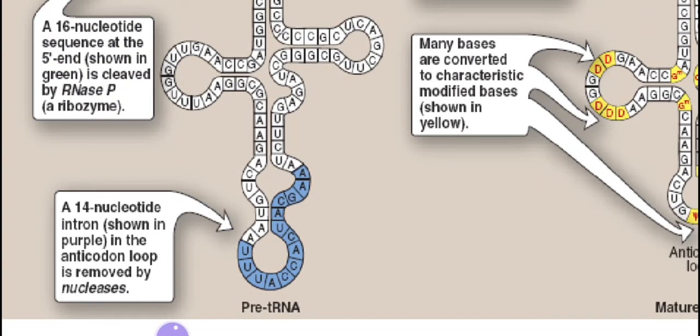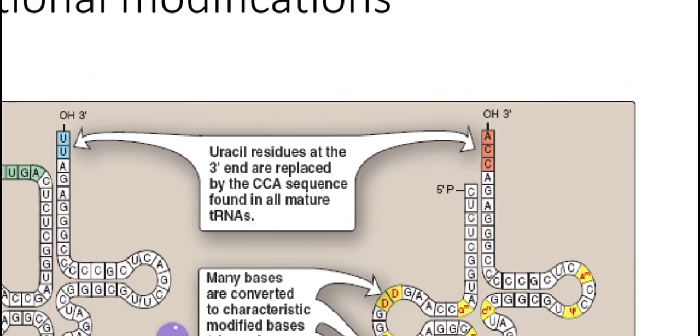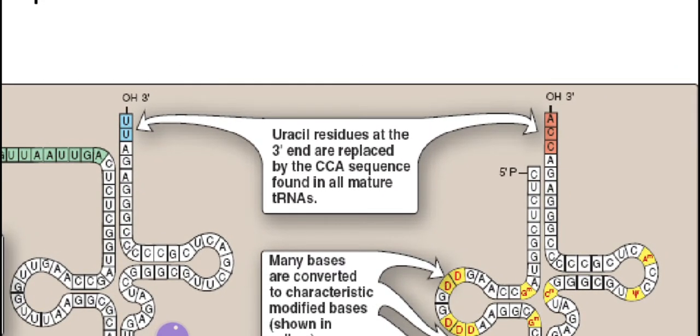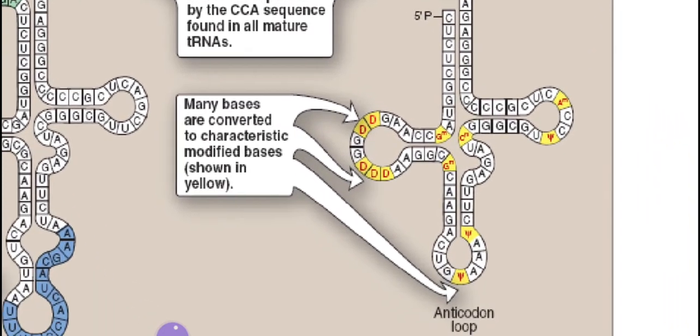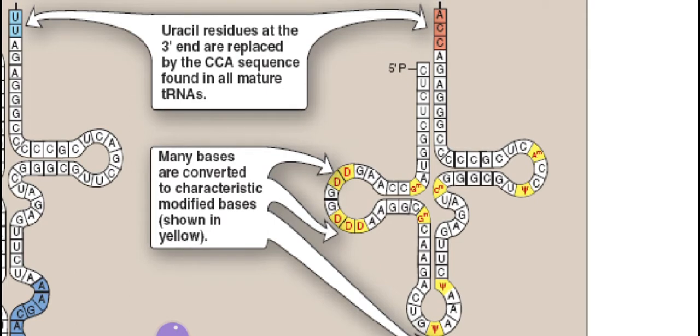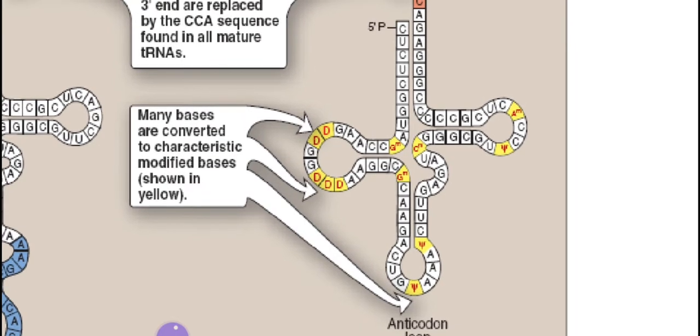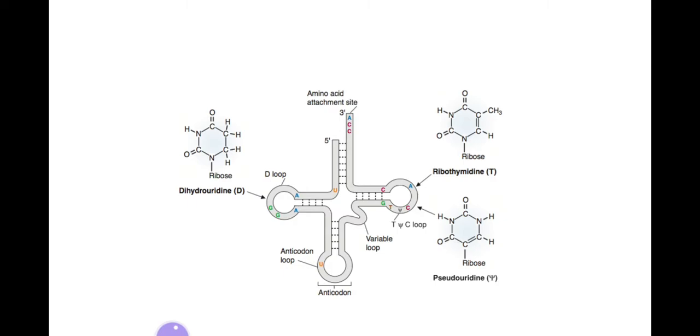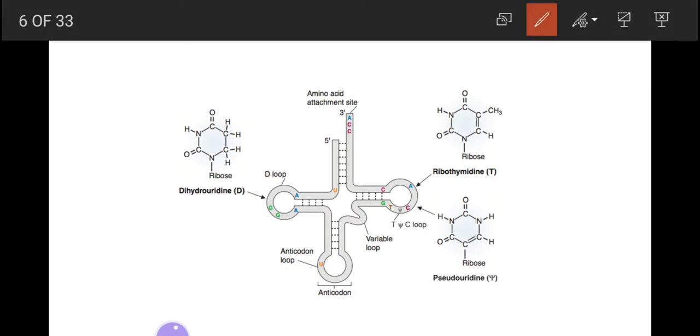Another part, the purple or blue color part, is the intronic region. This 14 nucleotide intron is removed by nucleases. Then at the 3' end, the CCA sequence is added after removal of the uracil residues at the 3' end. And another change in the transfer RNA is that many bases are converted to the characteristic modified bases. These are shown in the yellow colored boxes. These modified bases may be ribothymidine, pseudouridine and dihydrouridine, present in the variable loop, the TΨC loop, the anticodon loop, and the D loop.